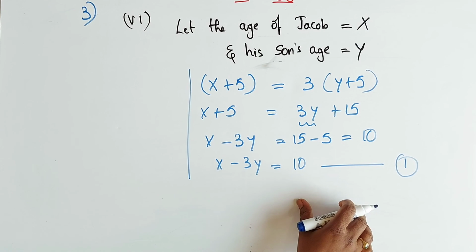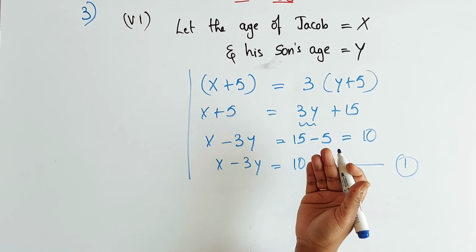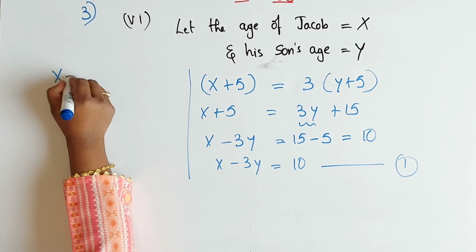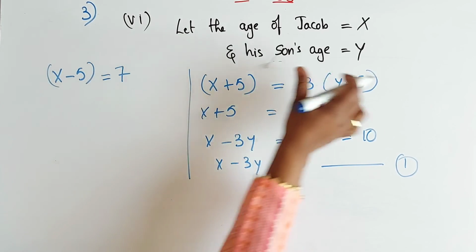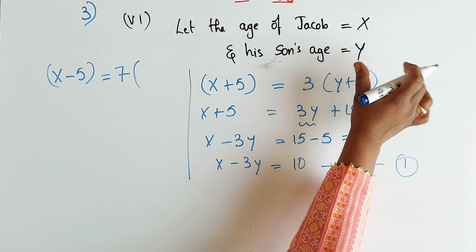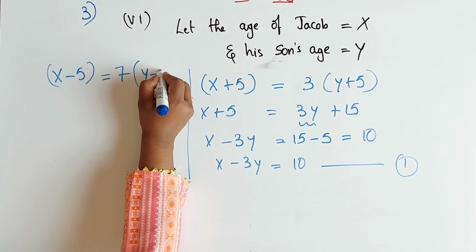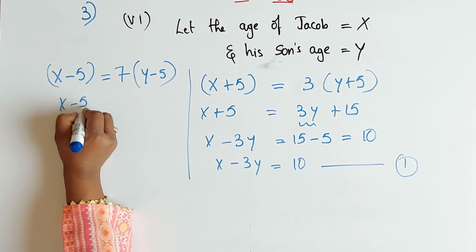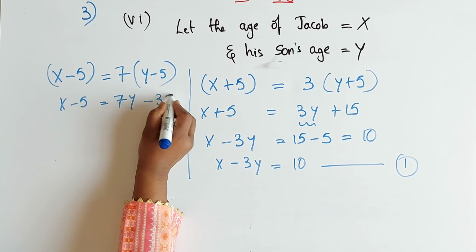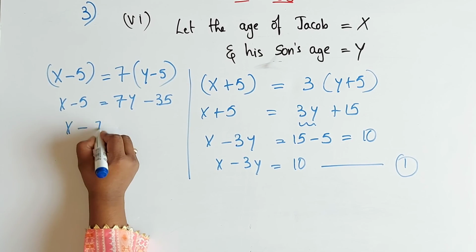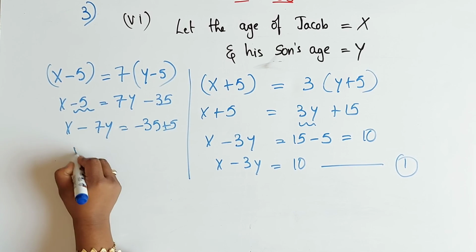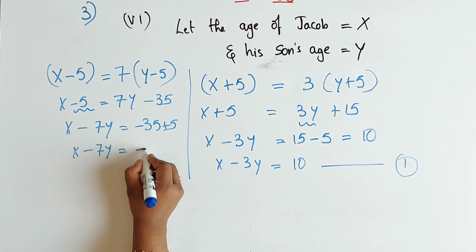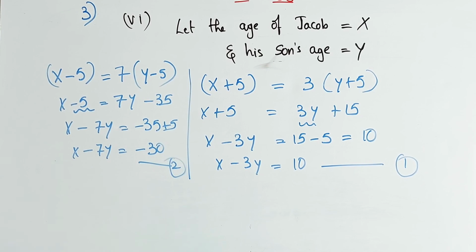Now what is the second statement, children? 5 years ago, that means past. We have to subtract. x minus 5, that is Jacob's age, is 7 times his son's age. His son's age also, 5 years ago we are counting. That means y minus 5 here also. So x minus 5 equal to 7y minus 35. So x minus 7y equal to, this minus 5 will come here, minus 35 plus 5. x minus 7y equal to minus 30. This is equation 2, children. Now we have to solve these two equations by the substitution method.